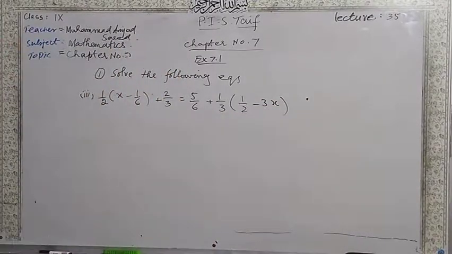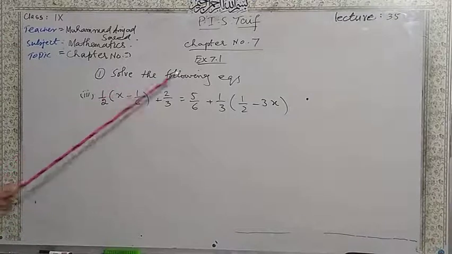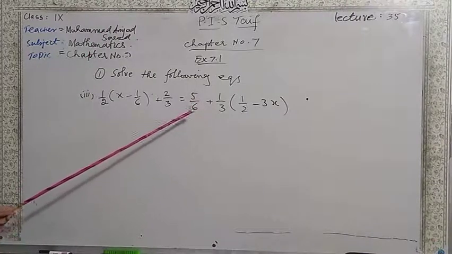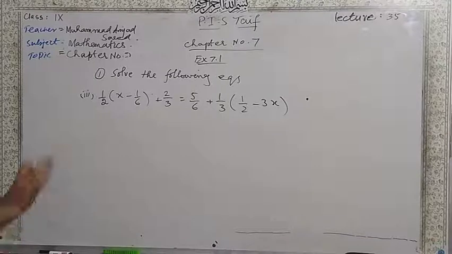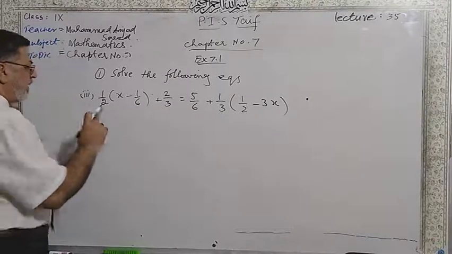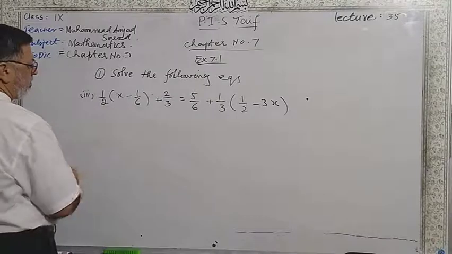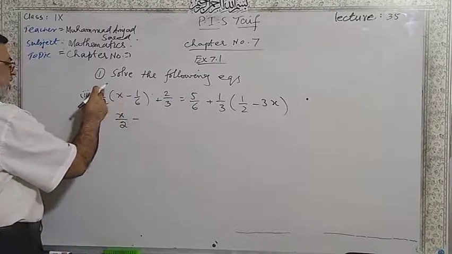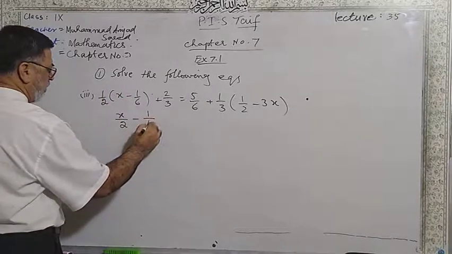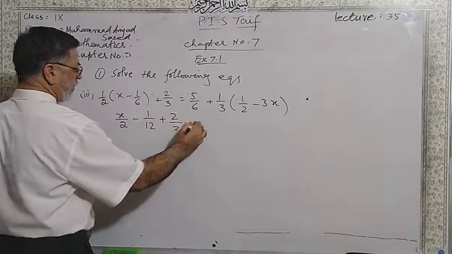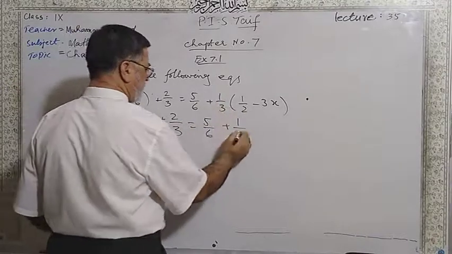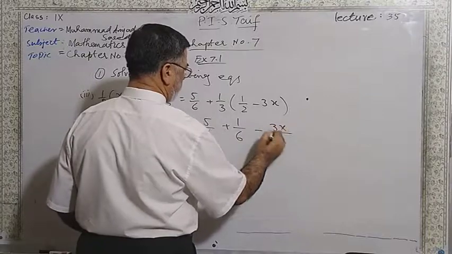Dear students, first of all, simplify and open up these brackets. It will be better for you to understand and you will not make any mistakes of sign. So open up this multiplication: x over 2 minus 1 over 12 plus 2 over 3 is equal to 5 over 6 plus 1 over 6 minus 3x over 3.